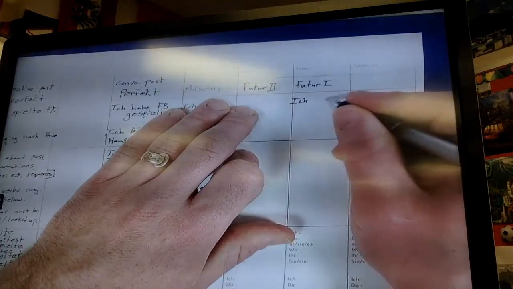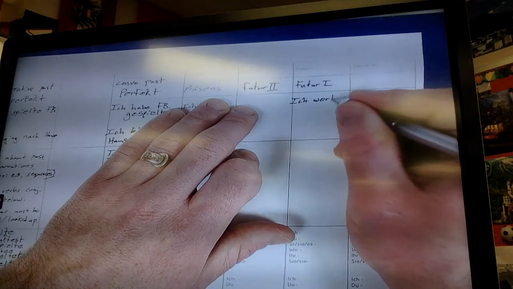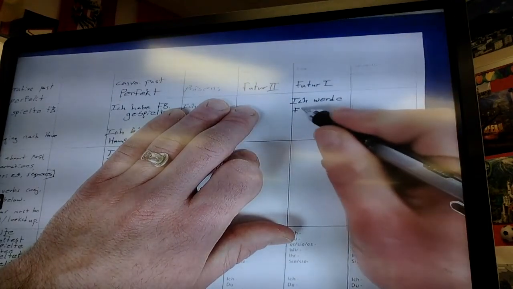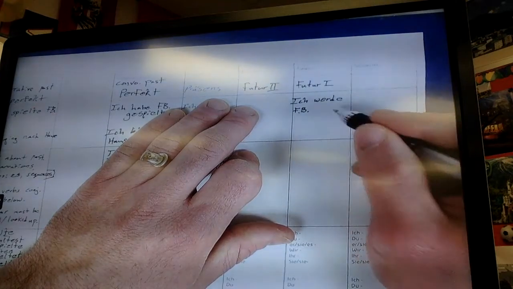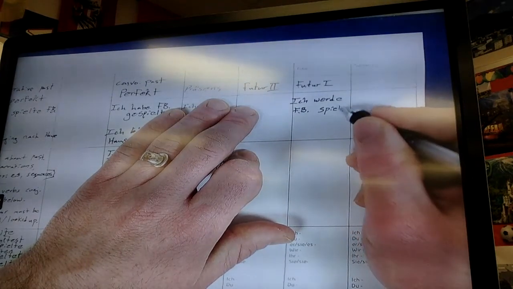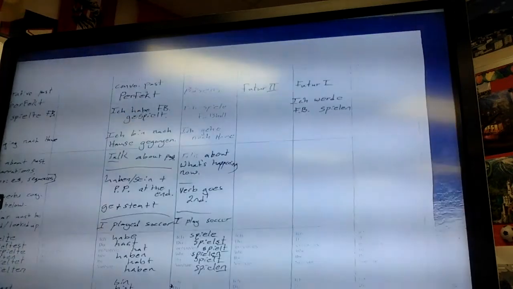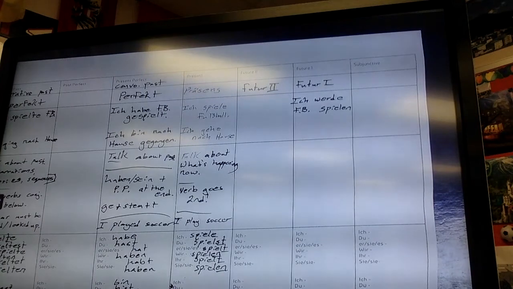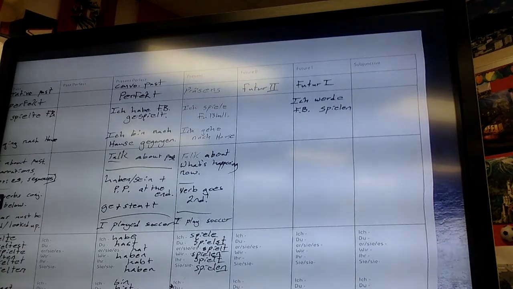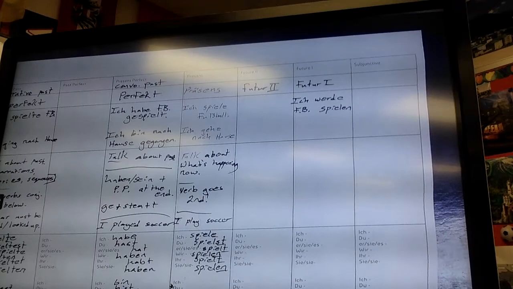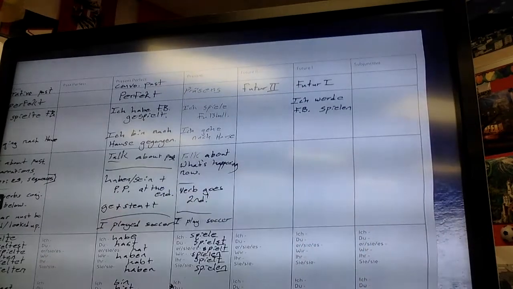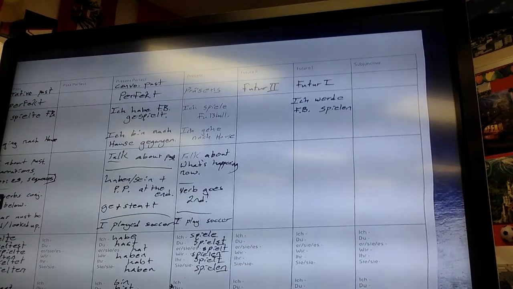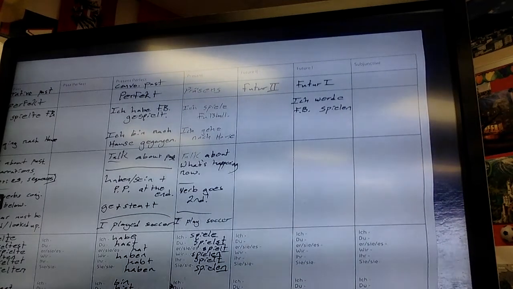To do that, we use werden. Ich werde Fußball spielen. Ich werde Fußball spielen. I will play soccer. Wann? Morgen. Im Frühling. Im Sommer. Ich werde nach Hause gehen. Yeah. I will go home.